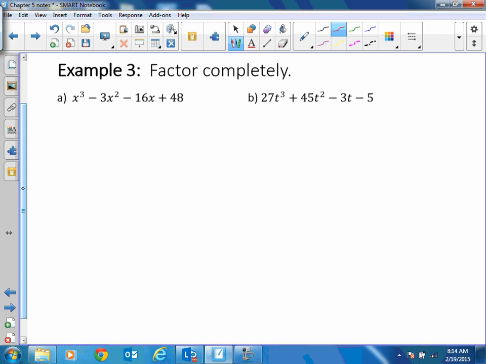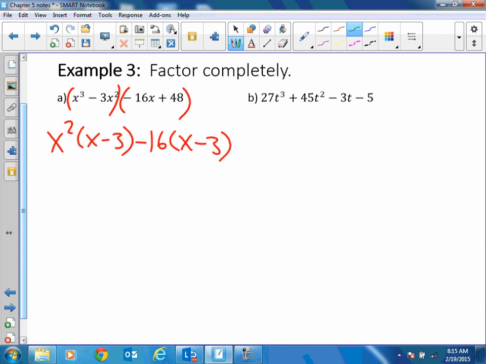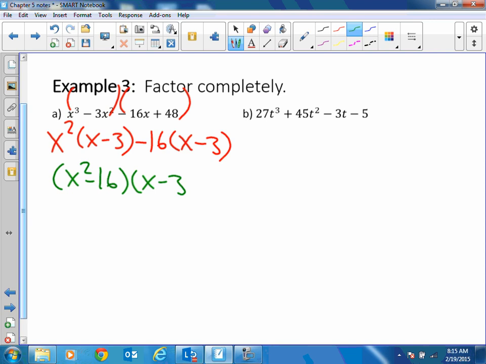Okay. Whenever there's 4 terms, you want to think factor by grouping. So with factor by grouping, we always want to group the first 2 and the last 2 and factor out the greatest common factor. The greatest common factor in the first two is x squared, so factor out x squared, you're left with x minus 3. The greatest common factor in the second two is negative 16. So you factor out negative 16, you're left with x minus 3. Okay. So from there, we can rewrite in factored form: x squared minus 16, times x minus 3.